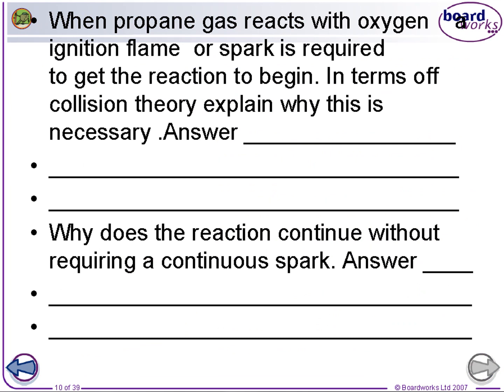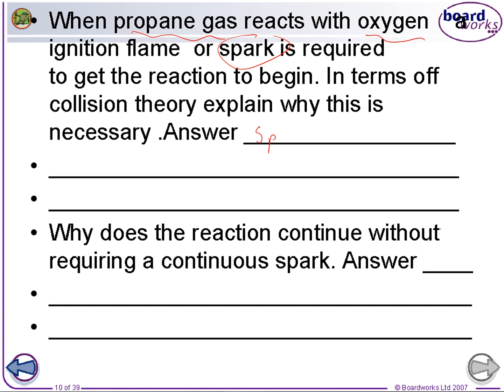So let's look at an example. When propane gas, like barbecue gas, reacts with oxygen, ignition, a flame, a spark is required to get the reaction to begin. In terms of collision theory, explain why this is necessary. When the propane gas, like your barbecue gas, reacts with oxygen, it generally needs a little bit of energy to get it started. So your spark is that little bit of energy.